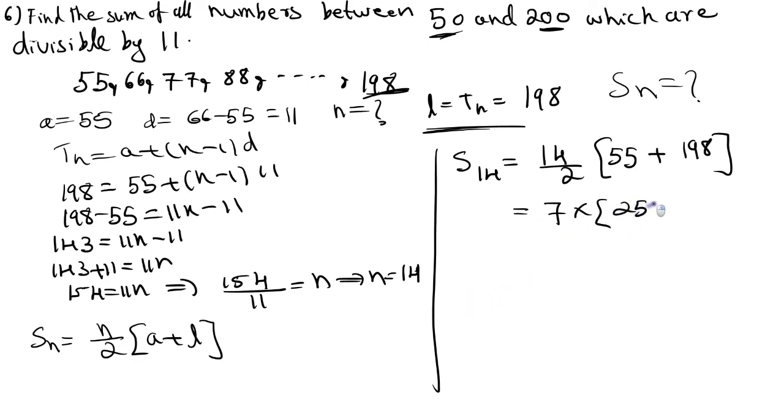Okay, now multiply 7 into 253. S14 is equal to 7 into 253. 7 into 253 is 1771. So the sum of the numbers which are divisible by 11 between 50 to 200 is equal to 1771.